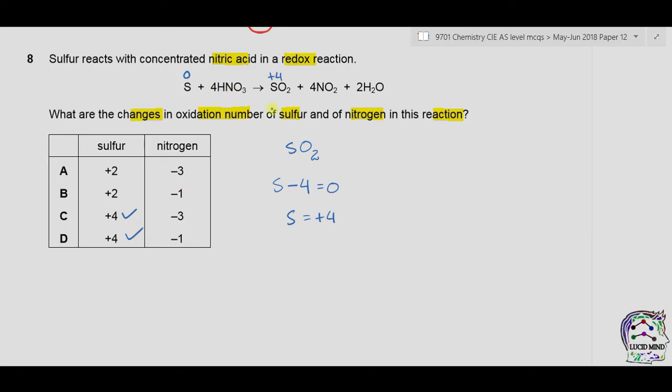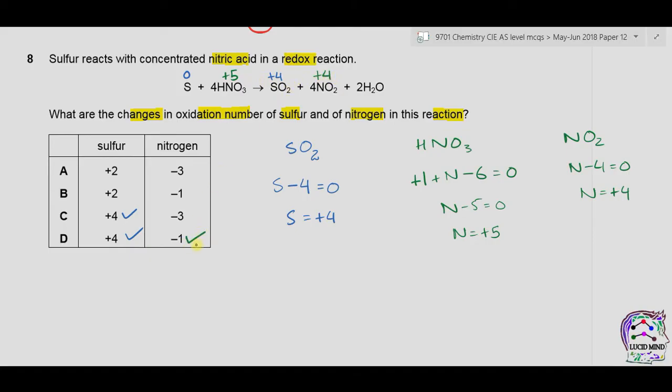Now looking at nitrogen, we have HNO3 and NO2. In HNO3, we have 1 hydrogen, the oxidation state is plus 1. There are 3 oxygens, so the oxidation state will be negative 6, overall charge is 0. So nitrogen is equal to plus 5. In NO2, we have 2 oxygen atoms, overall charge is 0, nitrogen equals plus 4. So from plus 5 to plus 4, the change in oxidation state is negative 1. Answer is therefore D.